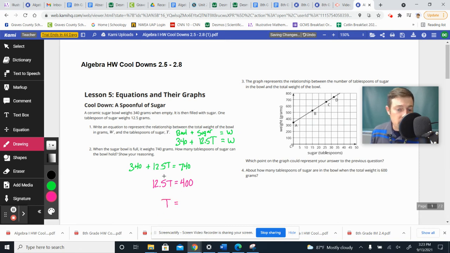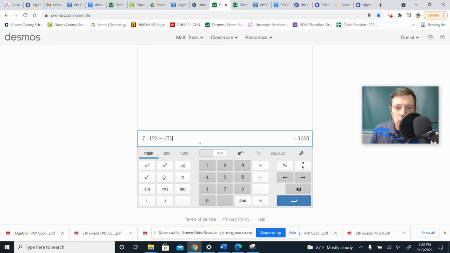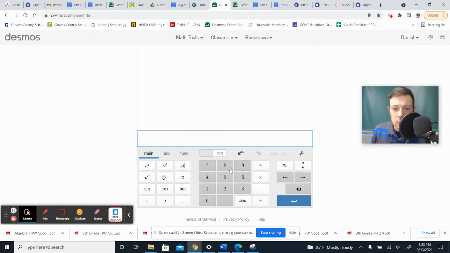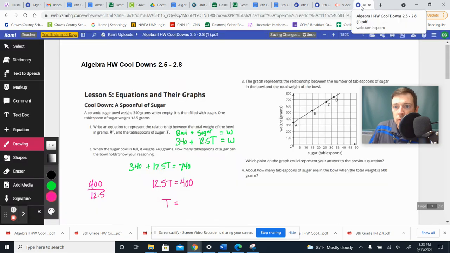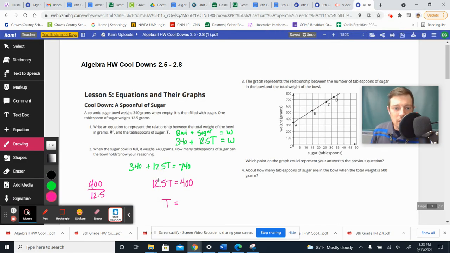And we just need a number that's multiplied by 12.5 to get that. And to find that answer, we can simply do 400 divided by 12.5. I think I have a scientific decimals calculator here. We can knock that out real quick. So let's clear this and do 400 divided by 12.5. And that's going to give me 32 for my answer. So we're going to write down 32 there. It's going to take 32 tablespoons of sugar to fill up that bowl.